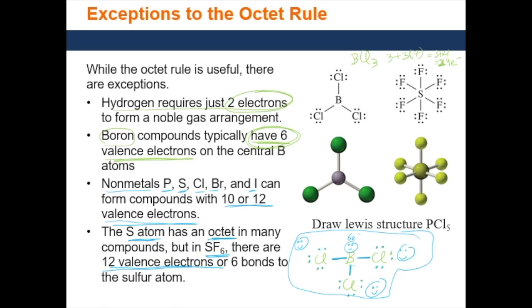So if you draw SF6, it would look something like this. Sulfur is bonded to 6 fluorine atoms. So sulfur actually has 1, 2, 3, 4, 5, 6, 7, 8, 9, 10, 11, 12 electrons instead of having 8 electrons. And this is an exception. Sulfur here is still happy with having more than 8 electrons in its outermost shell. Okay, so here are some exceptions that you need to remember.